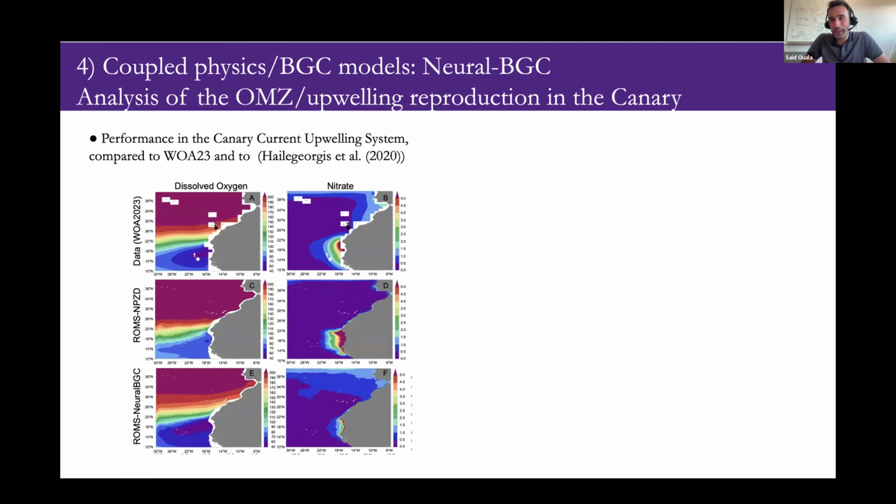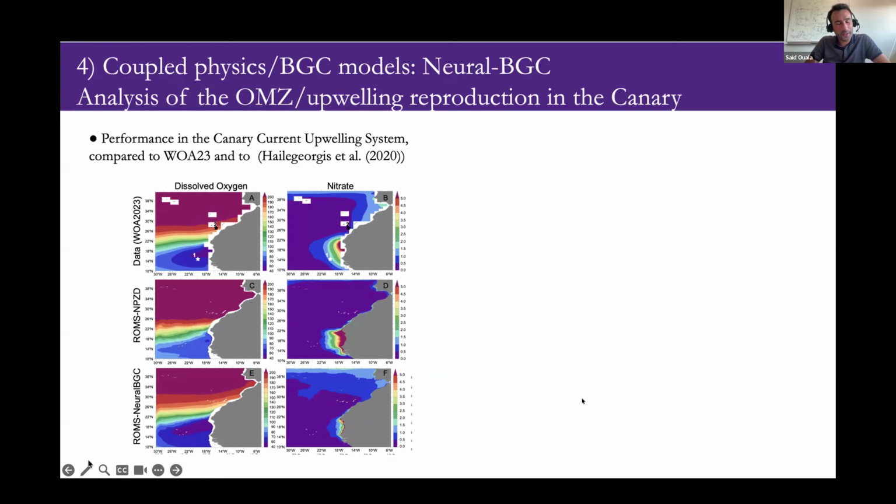Now, when we move to the Canary upwelling system simulation, there was another picture, because in the Canary we were actually able to reproduce quite intense and quite better oxygen minimum zones when compared to ROMS and NPZD. And we were also able to reproduce the Canary upwelling of nutrients using the ROMS Neural-BGC model.